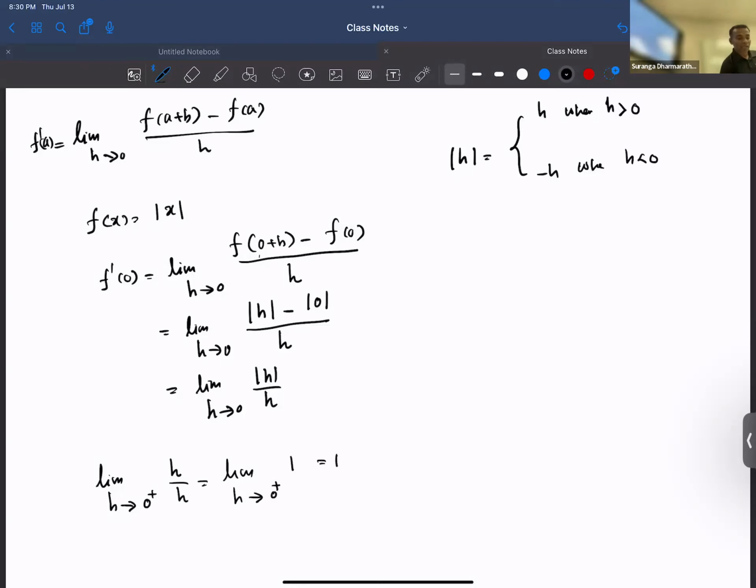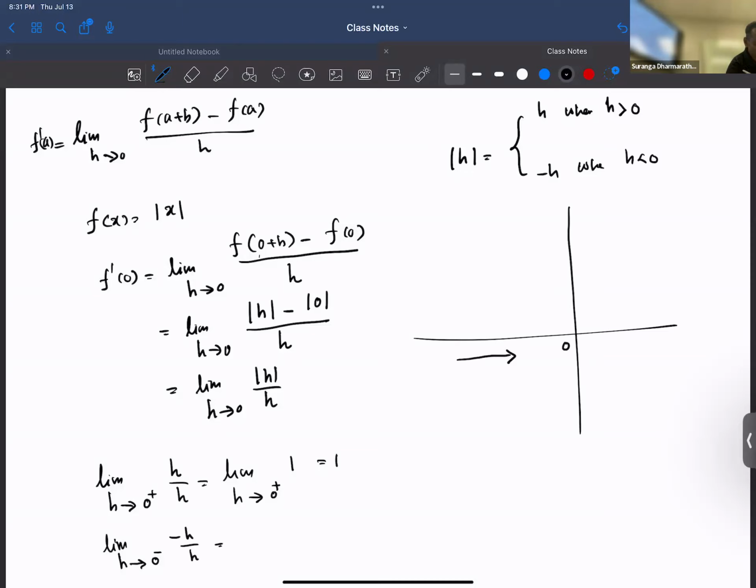Right? And then the limit as h goes to 0 from the negative values. Now, what is this? h is coming from the negative side to 0, right? So what is the value of the magnitude of h in that case? The function is minus h divided by h, which is equal to the limit as h goes to 0 from the negative side, which is -1.